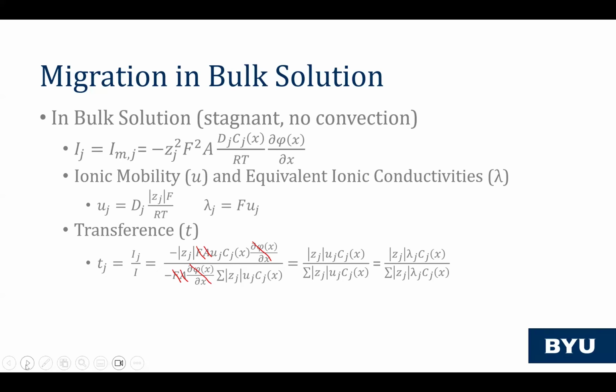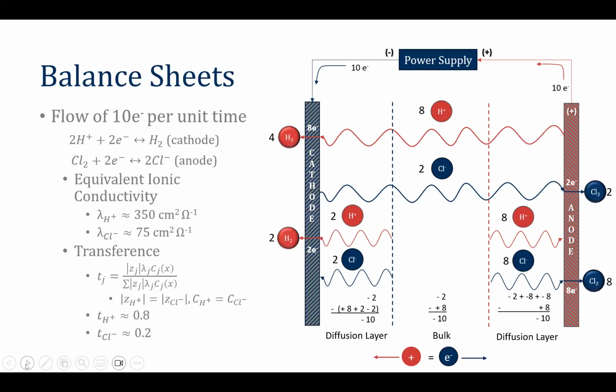So let's get an idea of how this works. How does migration work in a cell? Well, we're going to do a simple model. It may not be 100% accurate to what takes place, but it will give you an idea of how to wrap your head around how diffusion and migration play a role and interact with one another.